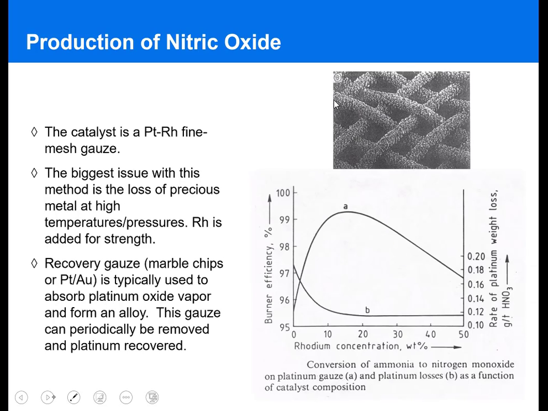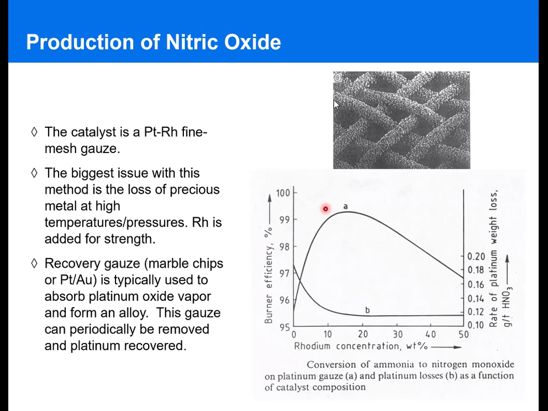The catalyst used in this process is a platinum rhodium mesh. The biggest issue with that catalyst is that the process results in loss of these precious metals at high temperatures and pressures. That's why specific amounts of rhodium are added to decrease the loss of the catalyst. As you increase the amount of rhodium in the catalyst mesh, we can see a significant decrease in the loss for concentrations above 15% rhodium, accompanied with a significant improvement in the conversion efficiency as well.